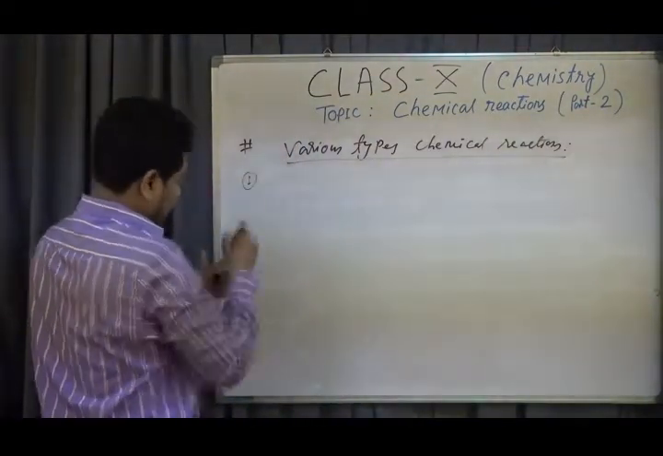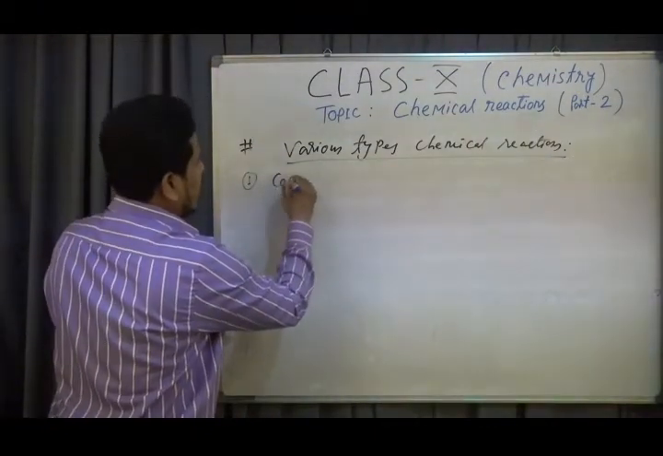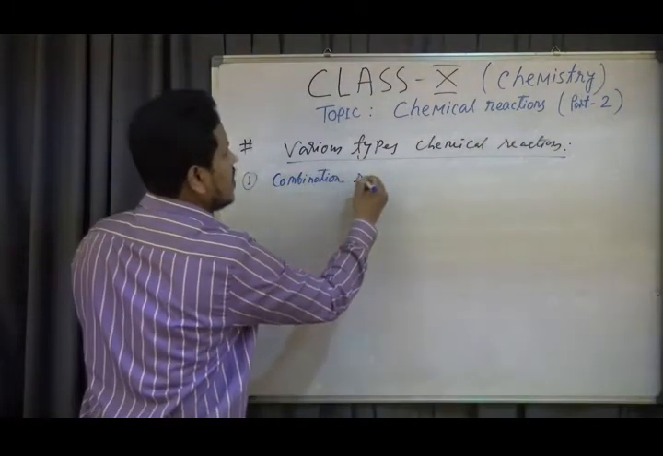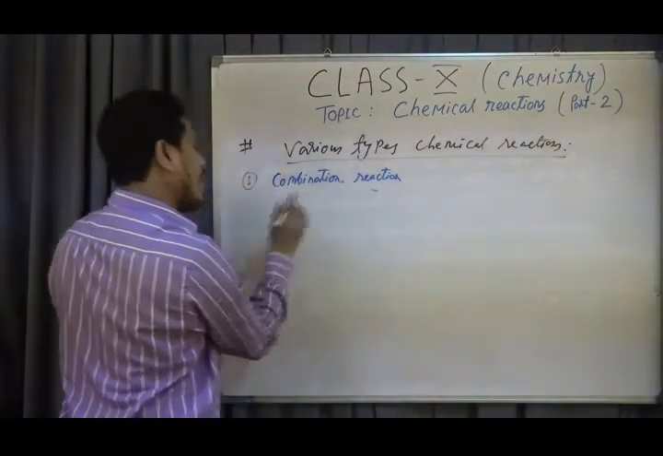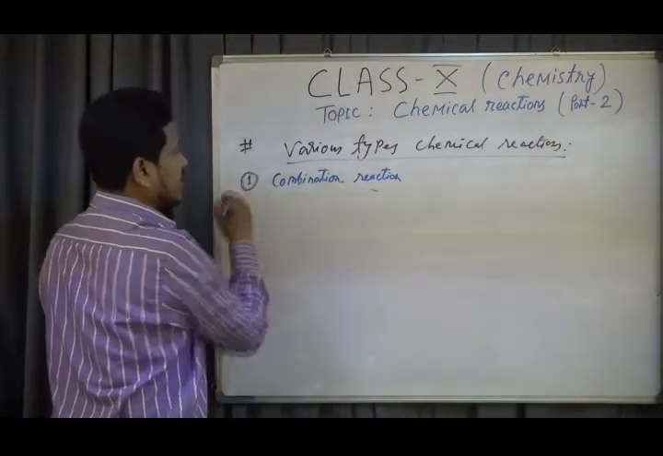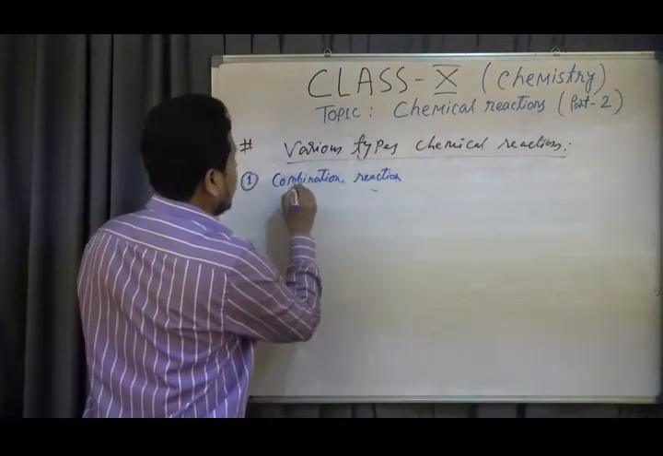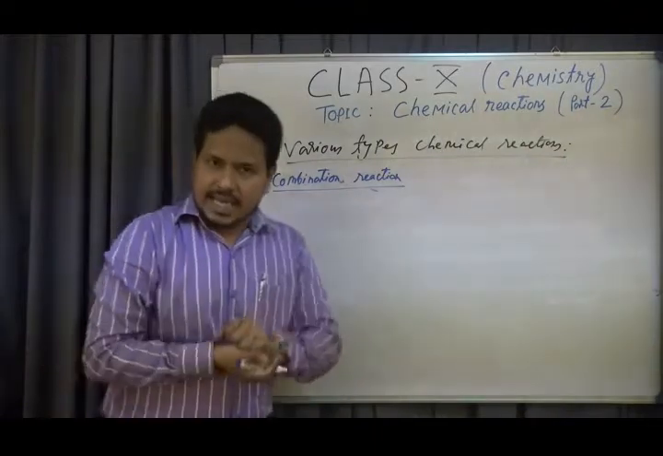Number 1, combination reaction, or direct combination reaction. One by one I am discussing. This is the first type of chemical reaction. There are 5 different types of chemical reactions in your syllabus. So the first one is combination reactions, or sometimes called direct combination reactions.